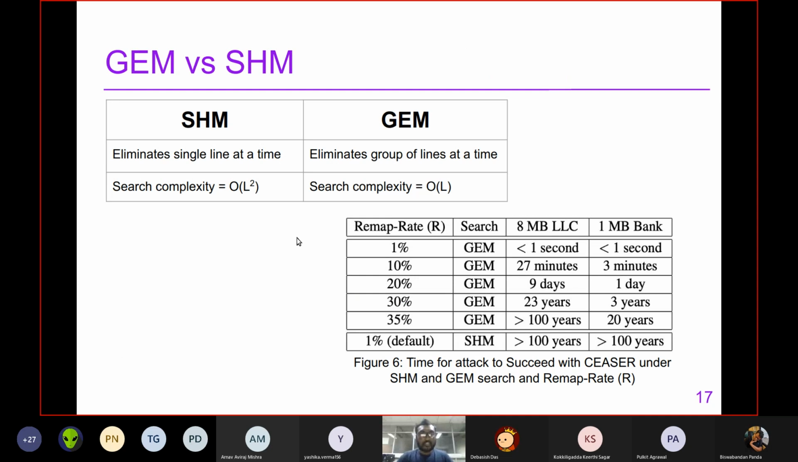So this is a brief comparison. Here we are eliminating one line at a time, and here we are eliminating a group of lines at a time. Because this is quite fast, the time taken to attack a cache with CEASER will be less here. For example, with a remap rate of 1%, SHM will take 100 years for an attack to succeed. But in the case of GEM, with a remap rate of 1%, it will take less than 1 second for the same size of cache.